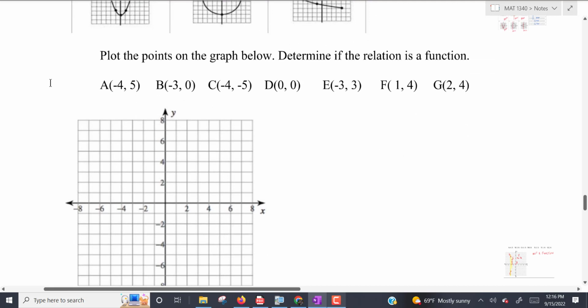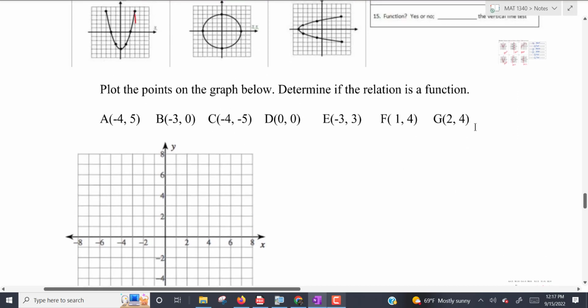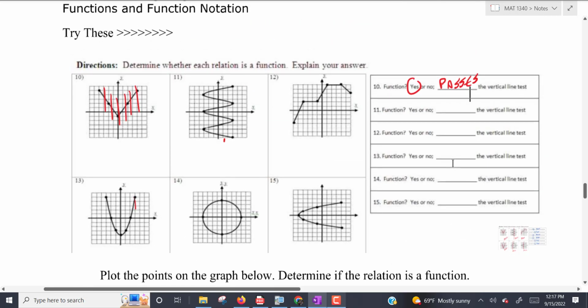plot the points. I want to just see if you remember how to plot points, okay, and see if you think that would pass or fail the vertical line test, okay?